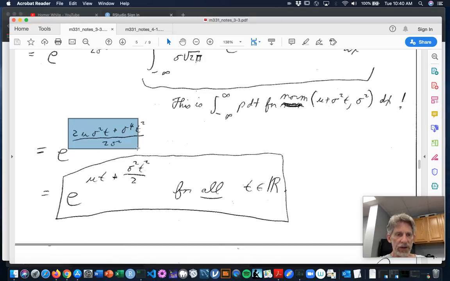There's a little bit more simplification that can be done, and you end up with this. So this is what you want to memorize like crazy. e to the (mu t plus sigma squared t squared over 2) is the moment generating function.